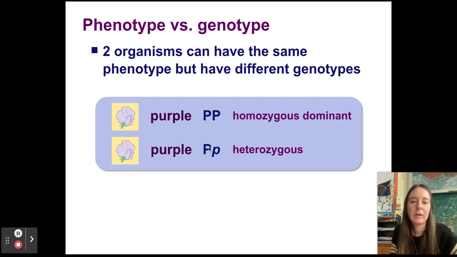If you were to have a capital P and a lowercase p, the alleles on the homologous chromosomes are different. And the root word for different is hetero. So here, this zygote is heterozygous because it has different alleles. But why is it still purple? Why is it not a light purple? Remember, because the capital P, the dominant allele, is dominant. It's taking over, it's masking the recessive allele.